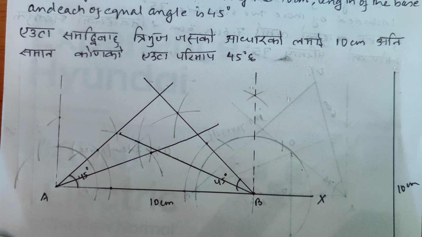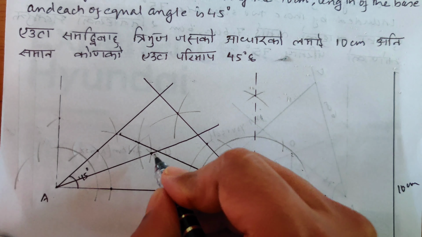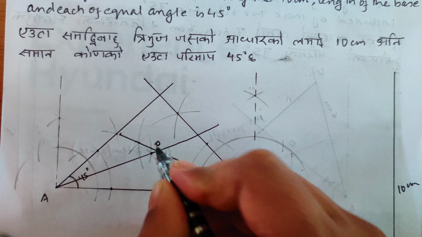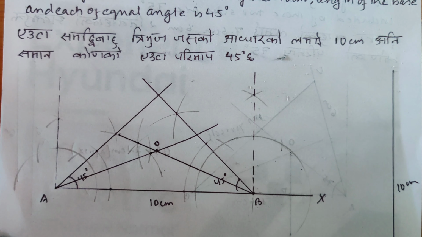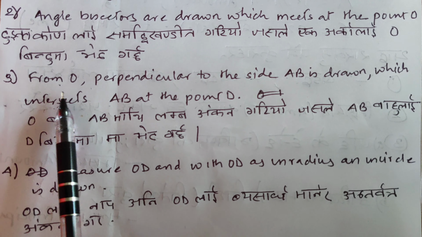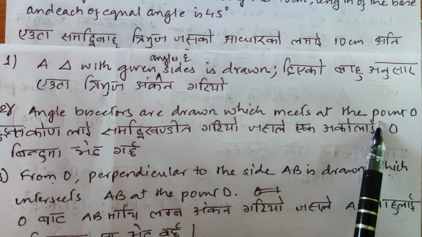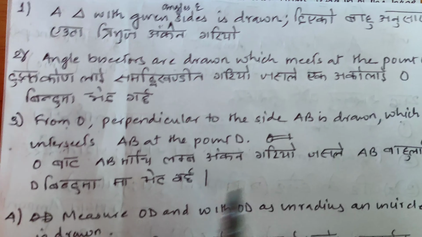Okay, so they meet each other at the point O. Always use a sharp pencil. This is really blurred. This will get things wrong. Okay, what does this step say? Angle bisectors are drawn which meet at the point O. Now let's go to step 3.